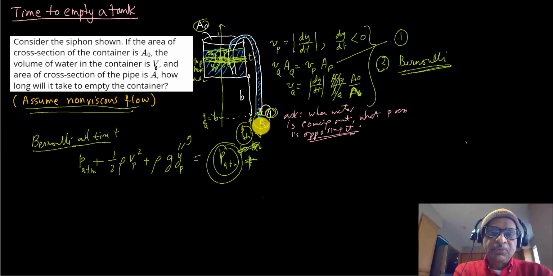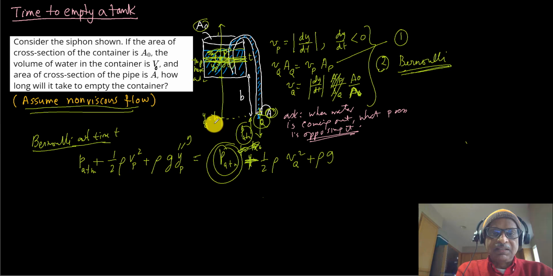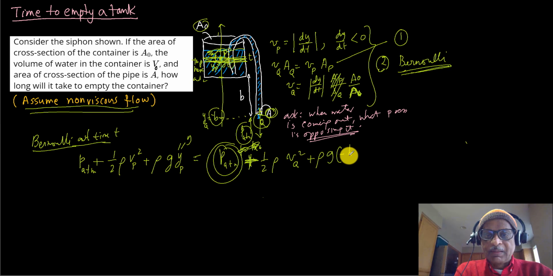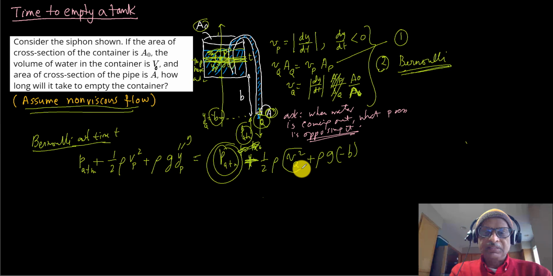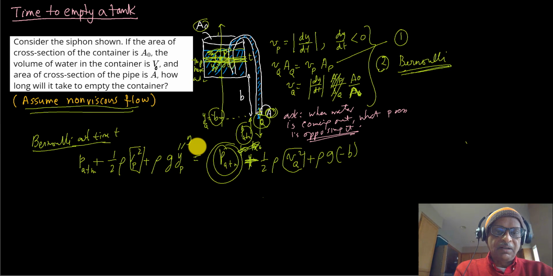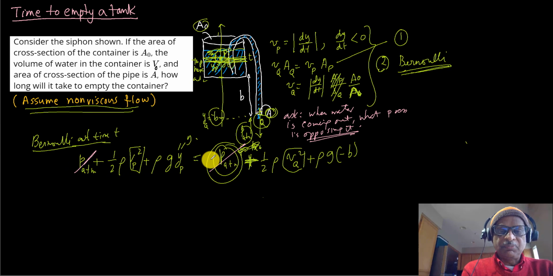That's what you have to ask, and the only thing opposing is atmospheric pressure. So that's the question. Then I have a half rho V_Q squared plus rho g, and it's minus B. Why is that minus B? Okay, so these will have (dy/dt) squared. Now let's see, some simplification took place over here.